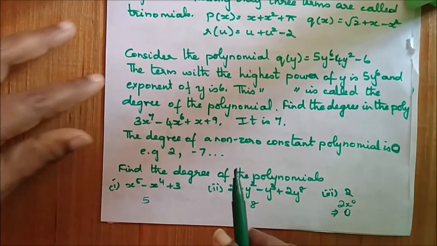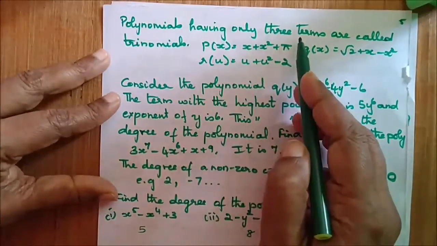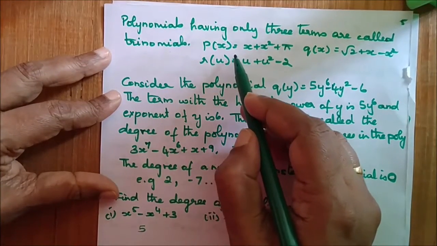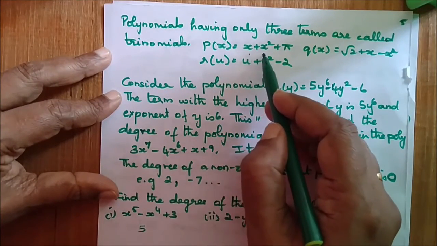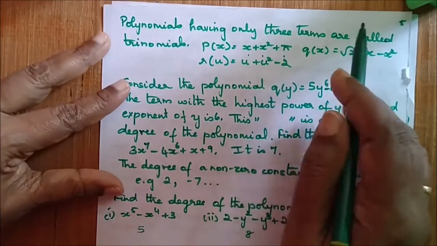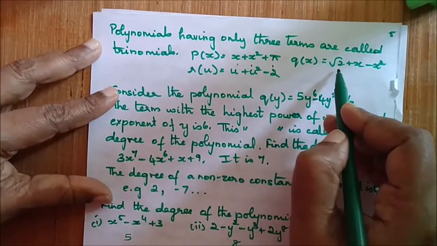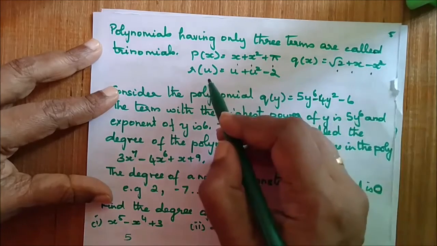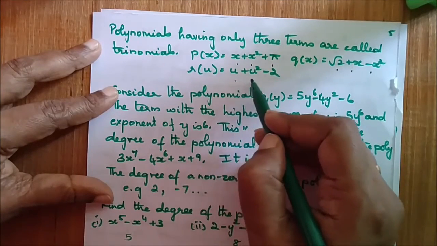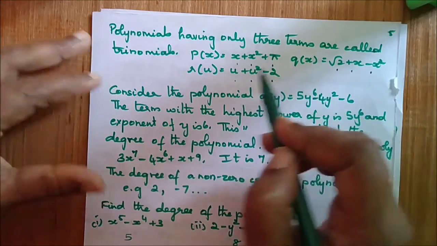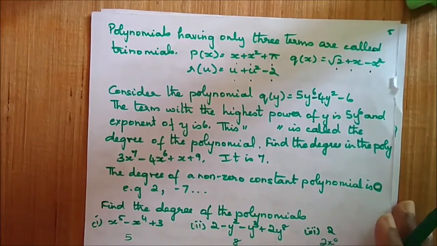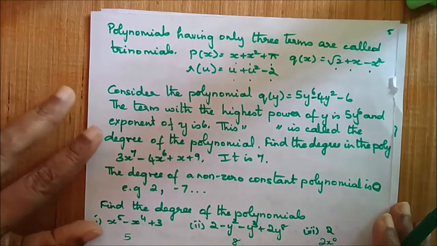Now, polynomials having only three terms are called trinomials. Example, p of x is equal to x plus x squared plus pi. Similarly, q of x is equal to root 2 plus x minus x squared. R of u is equal to u plus u squared minus 2. In all these polynomials, there are only three terms. Hence, they are called trinomials.